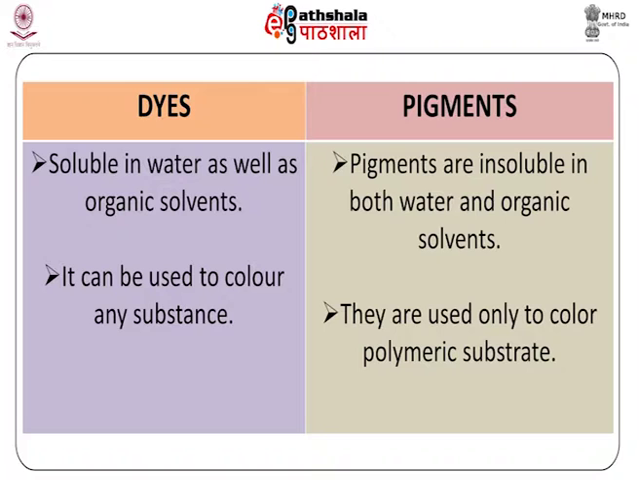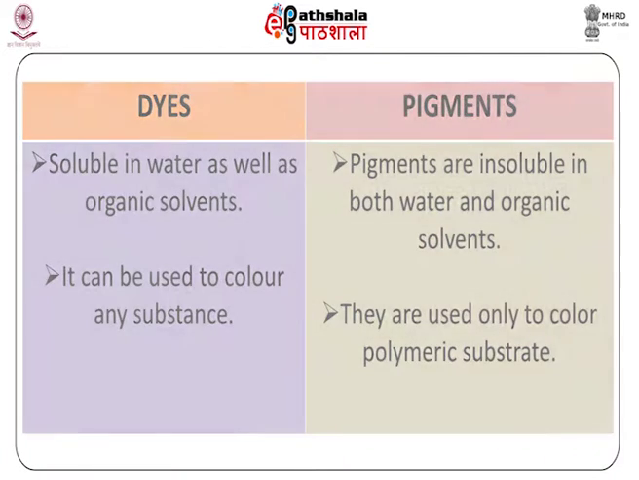Dyes can be used to color any substance, but pigments are used only to color polymeric substrate because the mechanism of pigment differs from that of dyes. This involves only coloration because pigments can mix with the polymer prior to the formation of the article. Pigments do not interact with the substrate and hence do not destroy the crystal structure of the substrate.